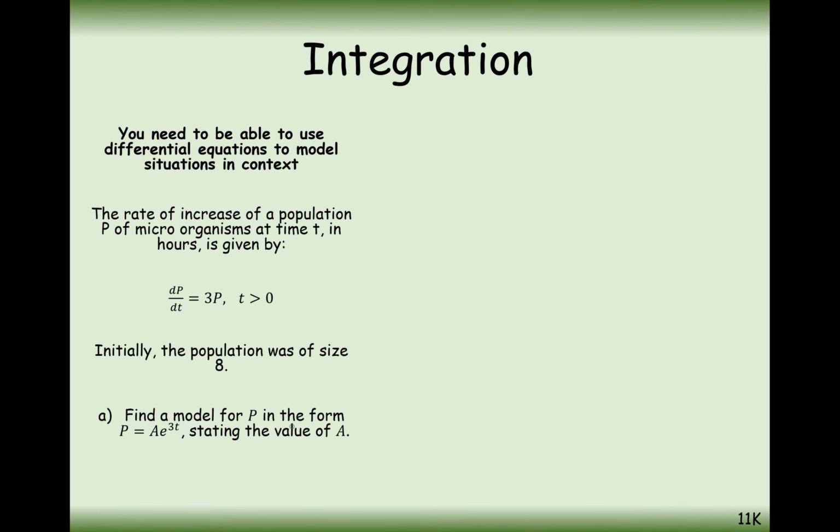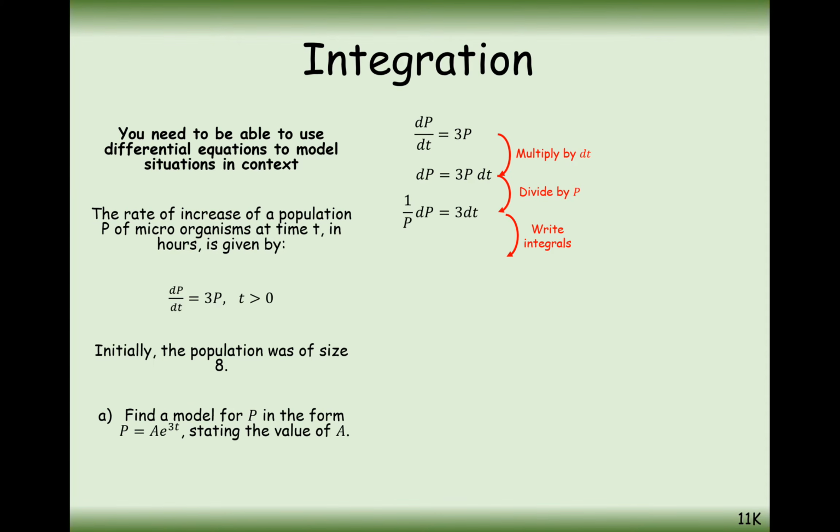Find a model for P in the form P equals A e to the power of 3t, stating the value of A. So let's take the formula that we are given and now apply the method of solving differential equations that we saw in the previous video. That is to move all the P's onto one side, all the t's onto the other side, making sure the dP and the dt are on the top. So times by dt, divide by 3P, or maybe just divide by P, leave the 3 on its own over there, and then start to do your integration.